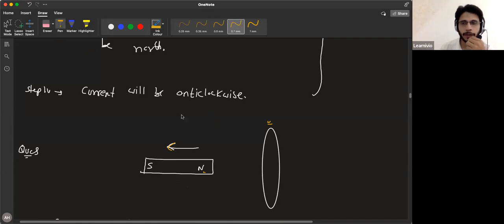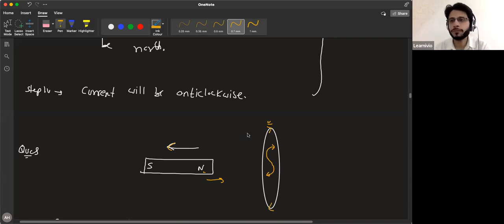So for opposition, what will this coil do? It will attract the magnet. For attraction, what do you need? You need a south pole. So the direction of current will be clockwise here. Clear, everyone? Yes, sir.